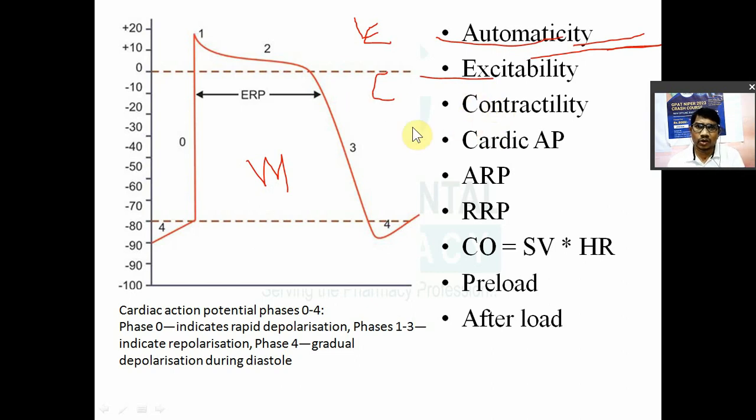What is meant by contractility? It is a property of cardiac cells to contract, and that contraction results in the contraction of your heart, the systole of your heart.